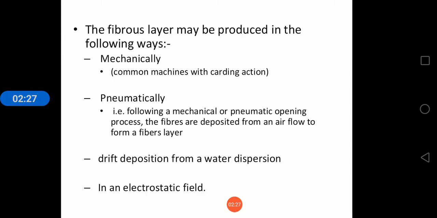The fibrous layers may be produced in the following ways. One is mechanically, on common machines with carding action; the other is pneumatically, following a mechanical or pneumatic opening process, where the fibers are deposited from an airflow to form a fibrous layer. There are two types of producing the fiber layers: mechanical and pneumatic. Mechanically means using machinery, and pneumatically means the opening process is by airflow methods. There are also deposition from a water dispersion and in an electrostatic field.